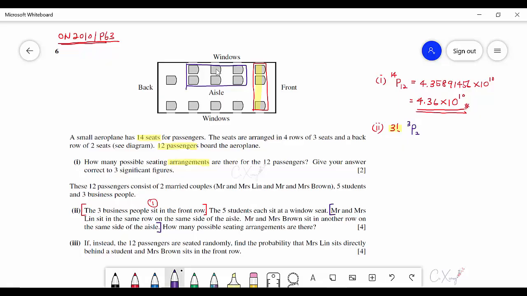Correct or not? All right, so there are 3 sets. First one, second one, and also the third one. So you want to arrange 2 couples inside. So it should be 3p2.